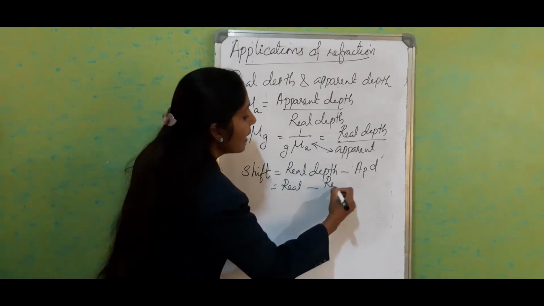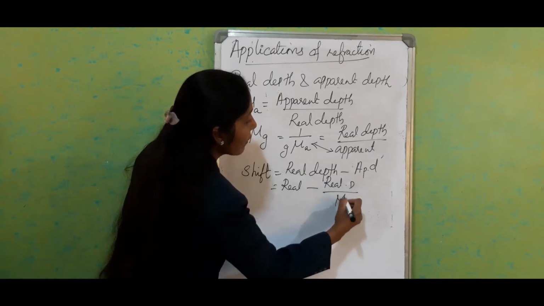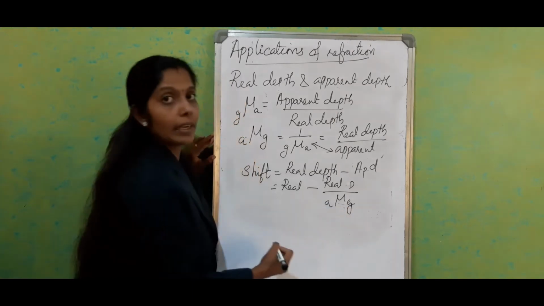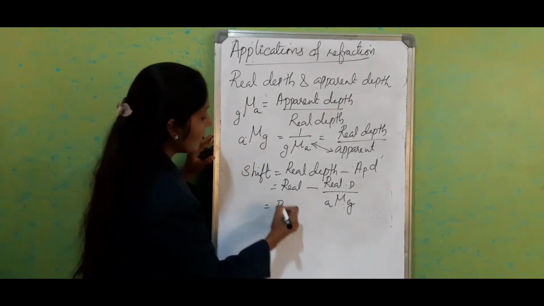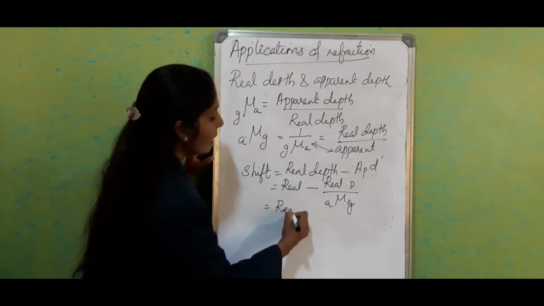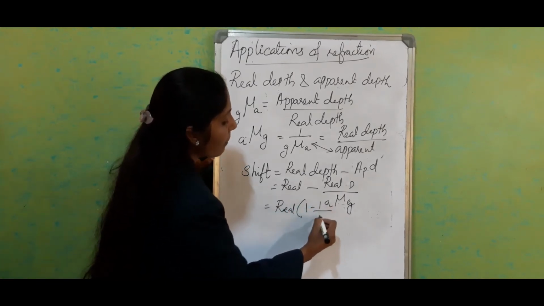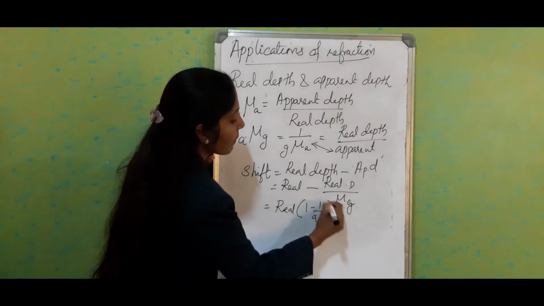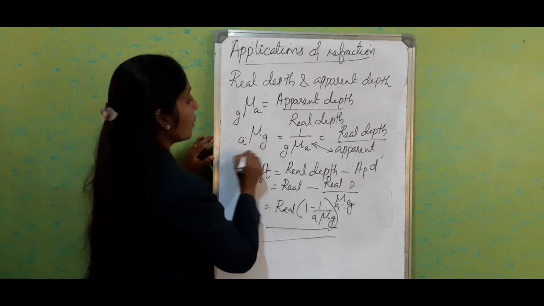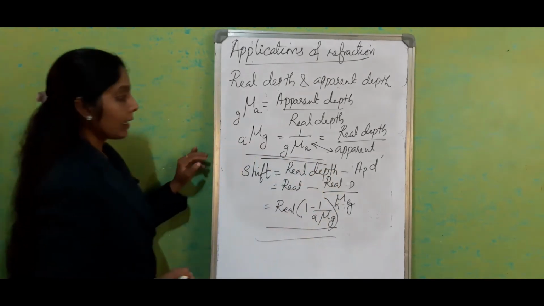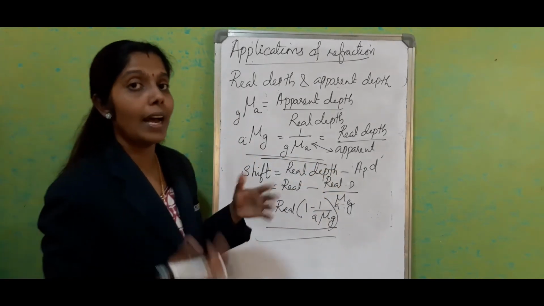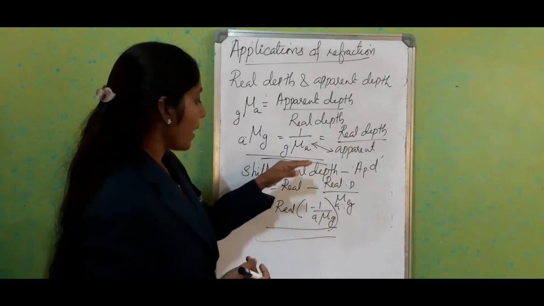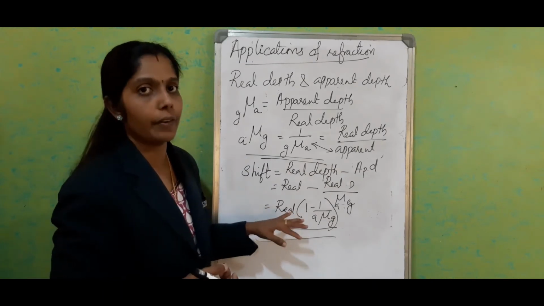I am going to write real depth divided by the refractive index of glass with respect to air. Or else we can write shift is equal to real depth into 1 minus 1 by the refractive index of glass with respect to air. These are the two equations you want to study: how the refractive index of glass with respect to air is related to the real depth and apparent depth, and how it is related to the shift.